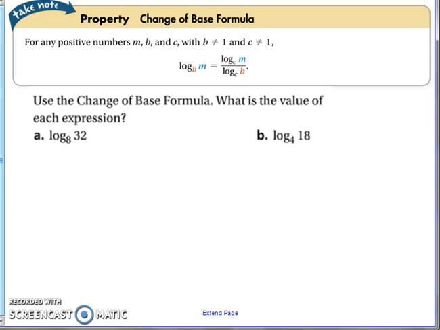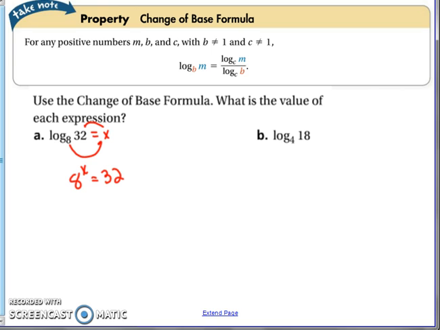You can solve it by hand by setting it equal to x, and then saying 8 to the x equals 32, making the bases the same and solving. But you can't plug log base 8 of 32 into the calculator. If you put the log in, it's only going to do a base of 10.